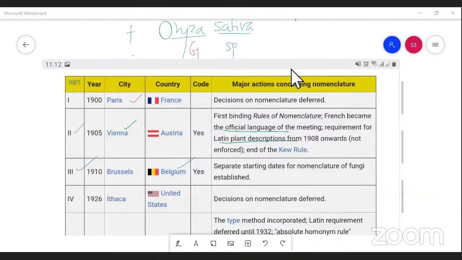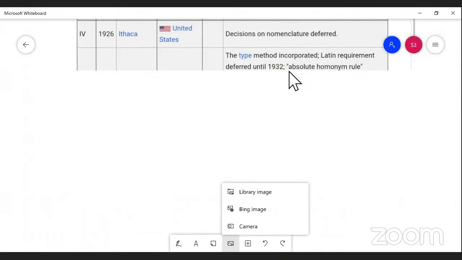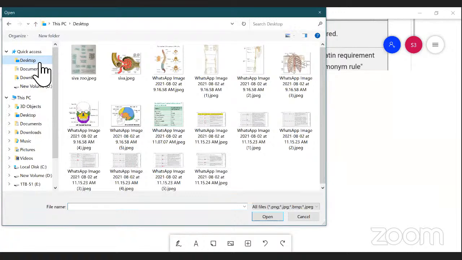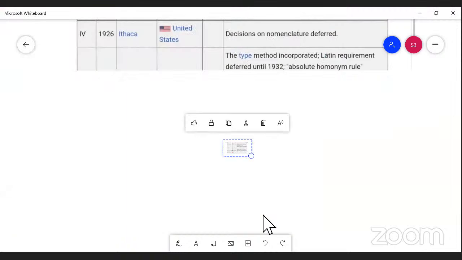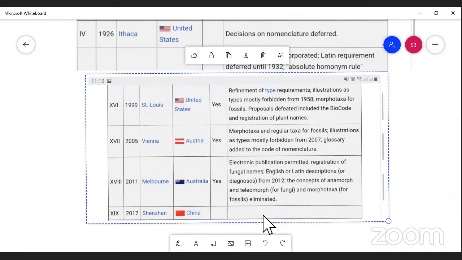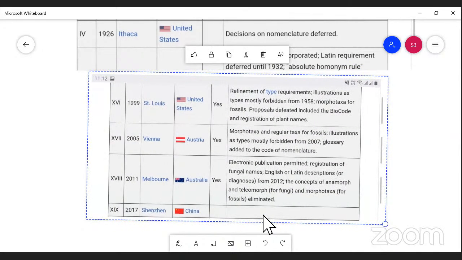Next we pass on to one more. Like that, the current system of ICBN has been implemented. There are a number of conferences. In 1919, St. Louis, in which the diagram specimens were also implemented, and recently 2005.